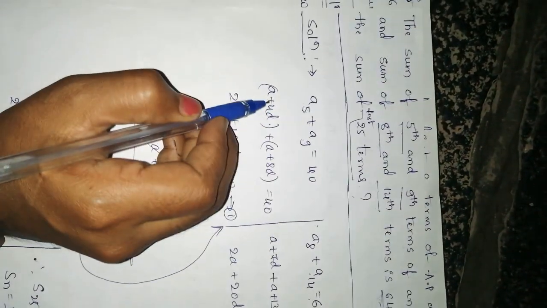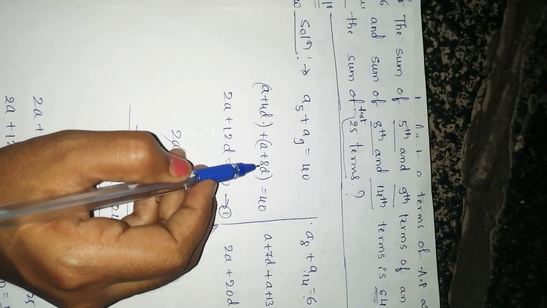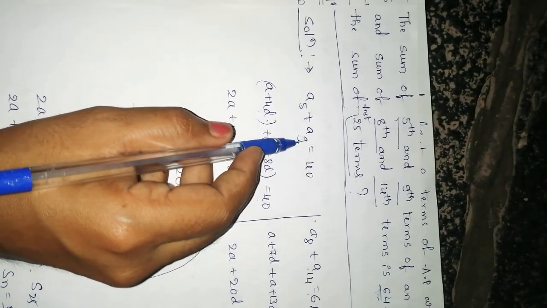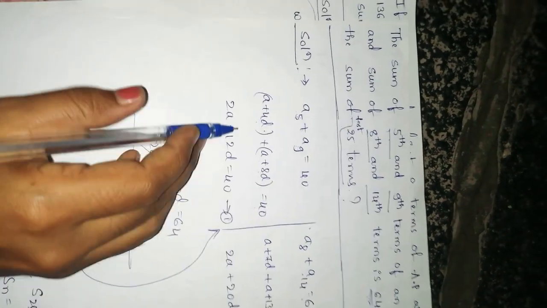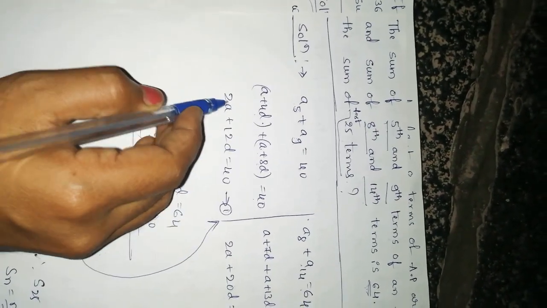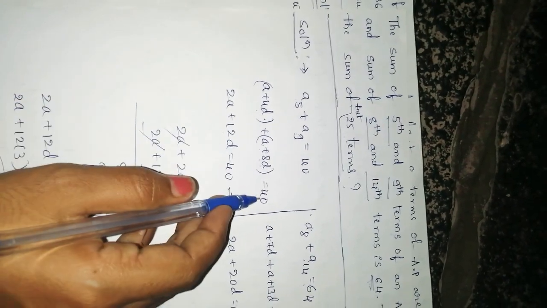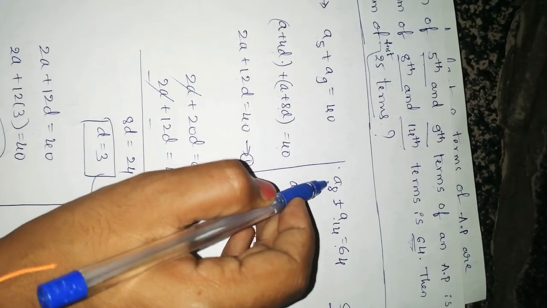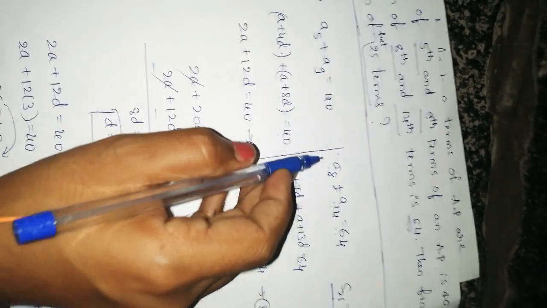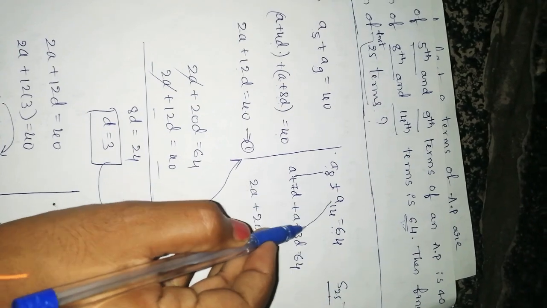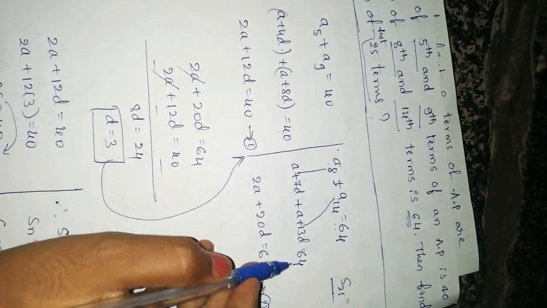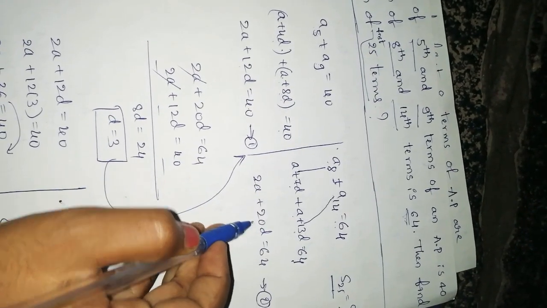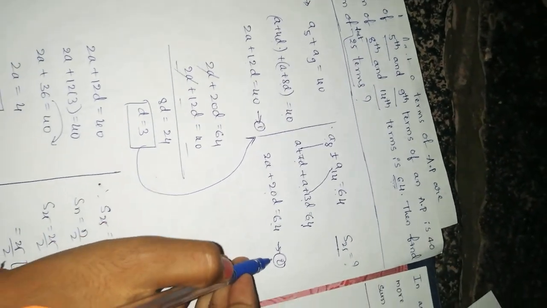So A5 is A plus 4D, A9 is A plus 8D, that is equal to 40. 5 means 1 less, that is 4D. 9 means 1 less, that is 8D. Here A plus A is 2A, 4D plus 8D is 12D, that is equal to 40. Similarly, the sum of the 8th term and 14th term is 64. So A8 is A plus 7D, A14 is A plus 13D, that is equal to 64. Here A plus A is 2A, 7D plus 13D is 20D, that is equal to 64. This is equation number 2.